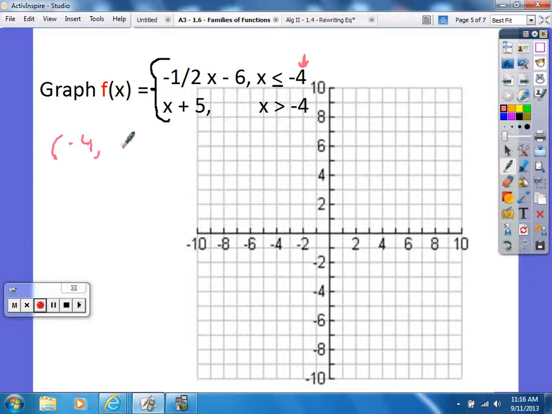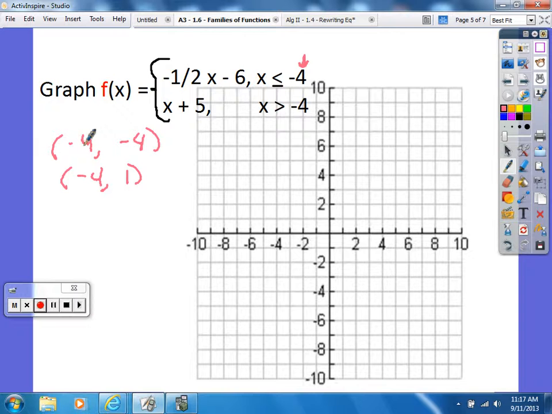Well, -4 times -1/2 is 2, minus 6 makes it another -4, right? Okay, now I'm going to plug it into the bottom one. I plugged in -4. What number did I get out? 1. Okay. By the way, since there's only 2 of them, that's half of your work right there. If there were 3, you would have to do it to all of those. Okay? All right.